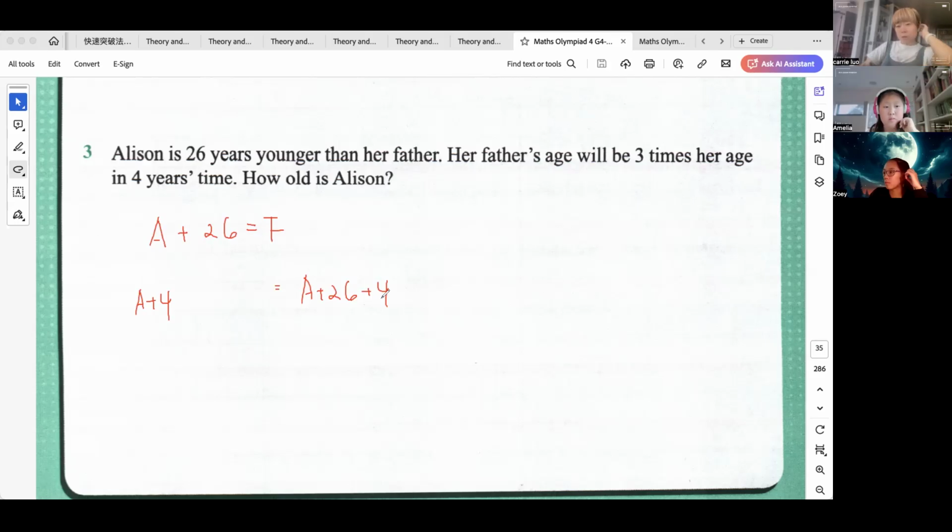Okay, so her father will be 3 times. So this is Allison's time 3 equals father. Did you get this equation? Okay, so 3A plus 12 equals A plus 30. So 2A equals 18. So A equals what? Equals 9.